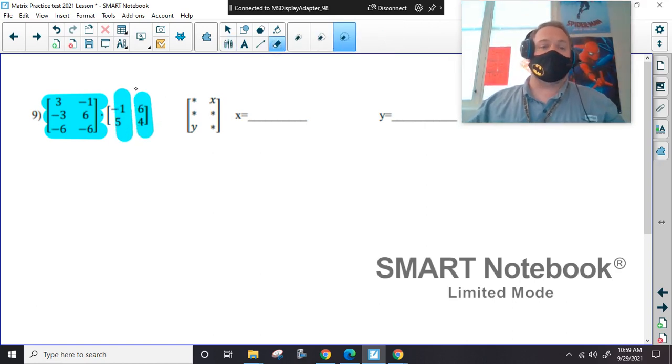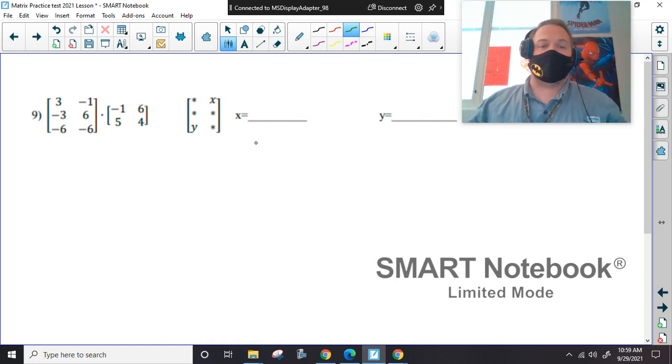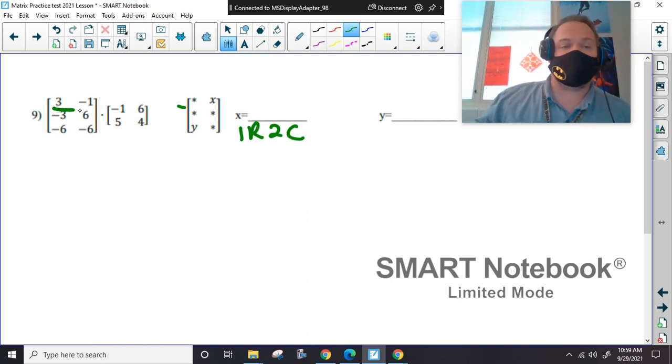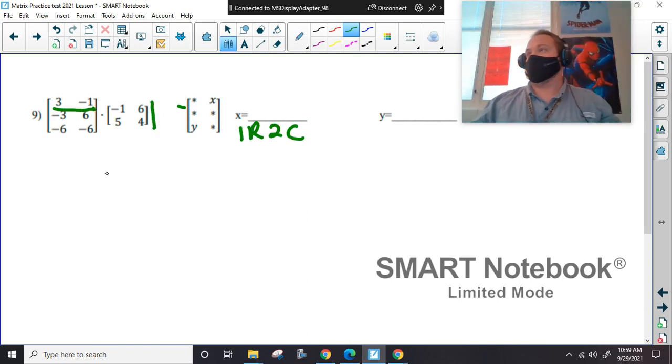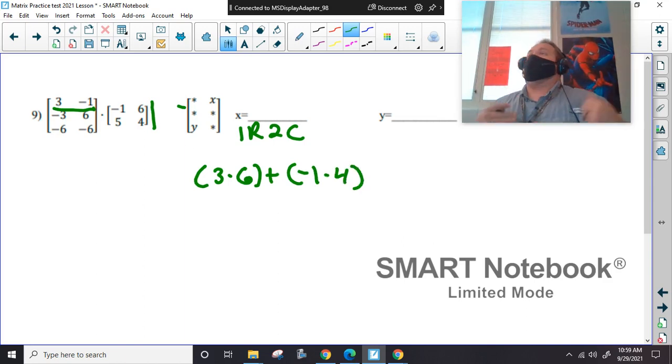All right. So to find what we multiply, we have to see this X is in the first row, but it's in the second column because this is the first column, this is the second one. So I take these numbers and multiply them by these numbers. Okay, so that's how I'd get 3 times 6 plus -1 times 4.